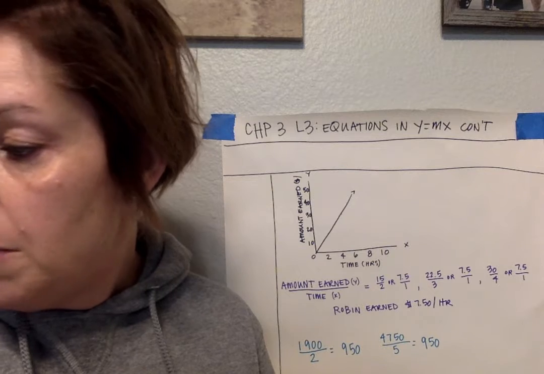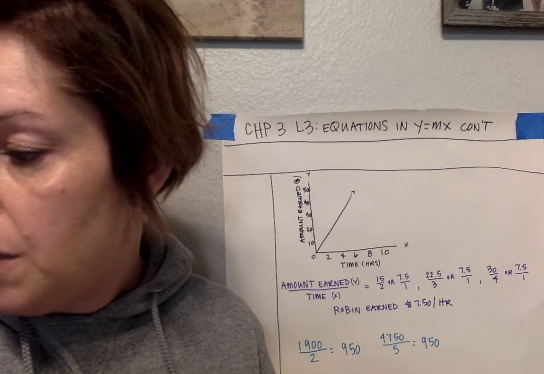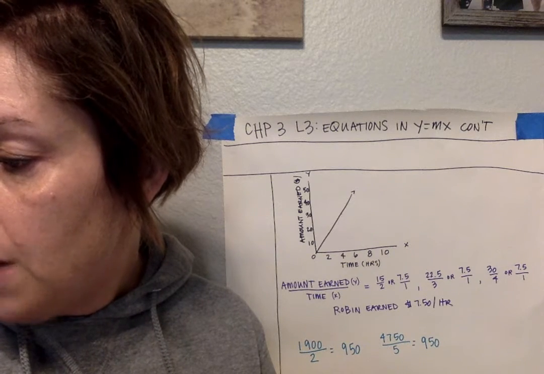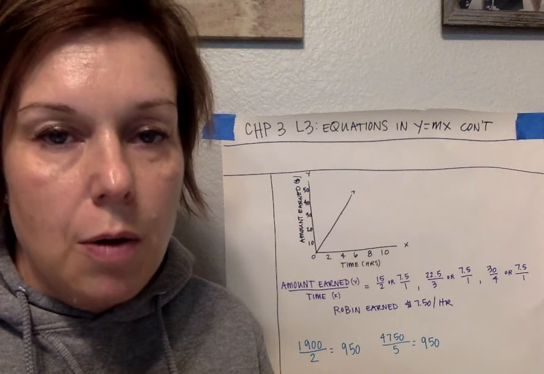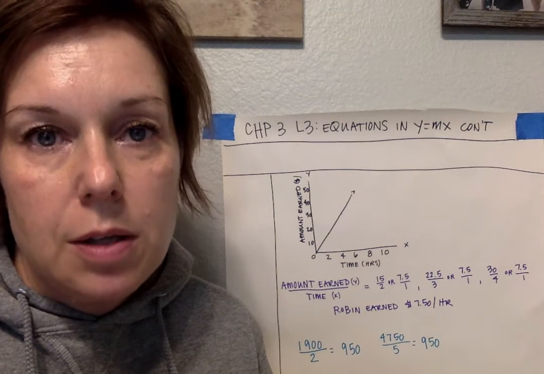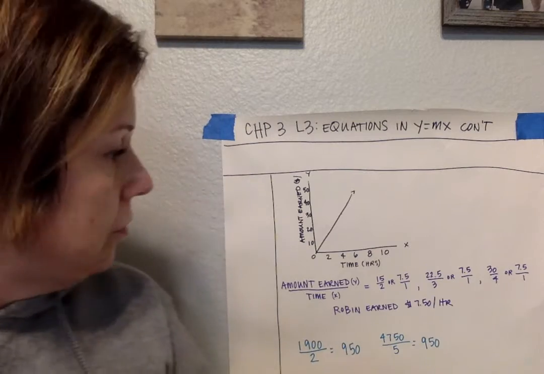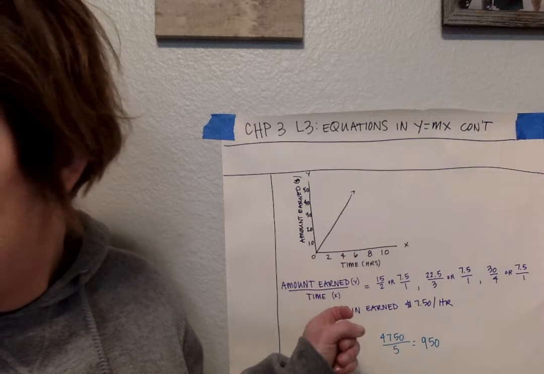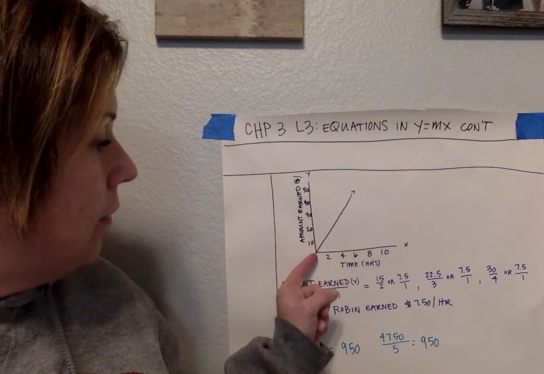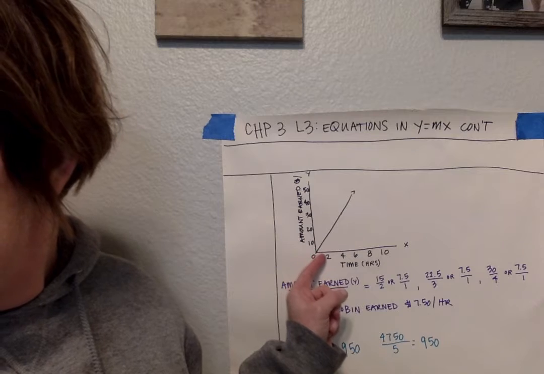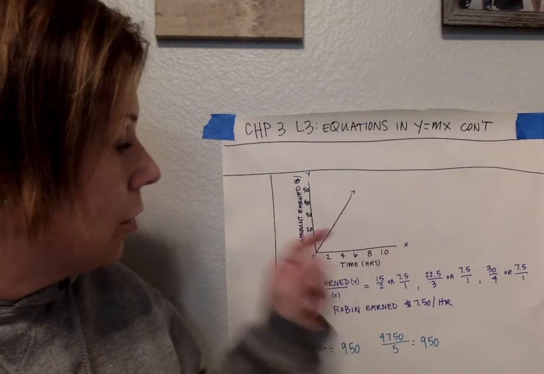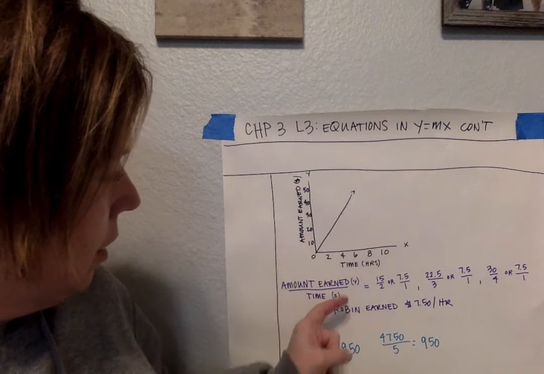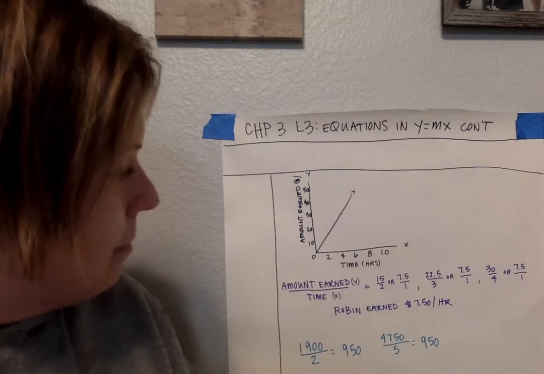The problem says the amount of money Robin earns while babysitting varies directly, which is what we talked about yesterday, with the time as shown in the graph. Determine the amount that Robin earns per hour. So we're trying to figure out how much she makes every hour while she babysits. The amount of money that Robin earns directly varies with the hours worked, okay? So we put amount earned, which is our y, over x, that's our time.